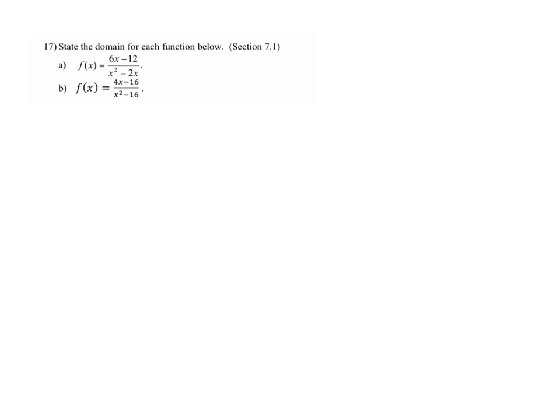So remember that for the domain, the denominator cannot equal 0. So that's what we're going to do, is just work with our denominators. For a, we want to set x squared minus 2x equals 0. We can factor this. We can factor out an x. We are left with x minus 2 equals 0.